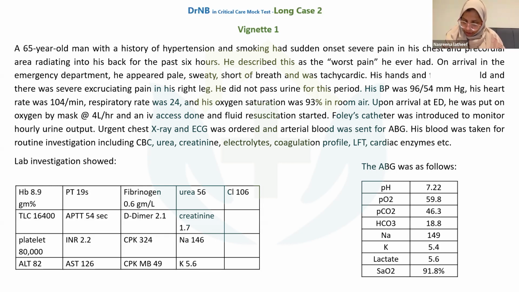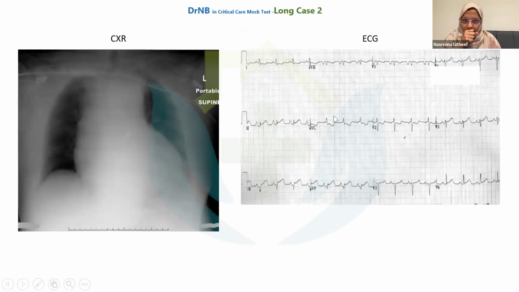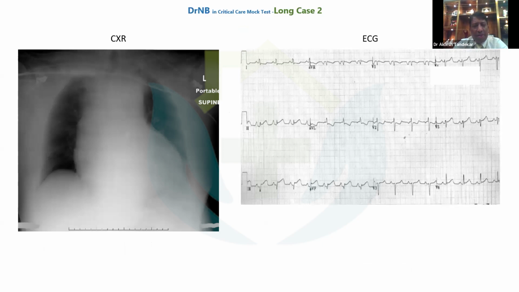And there is also right lower limb pain, which could be a DVT, cellulitis, or a right lower limb ischemia. Okay, great. So this is the X-ray chest that was taken, and these are the ECG findings. So, how do you interpret these X-rays and ECGs?